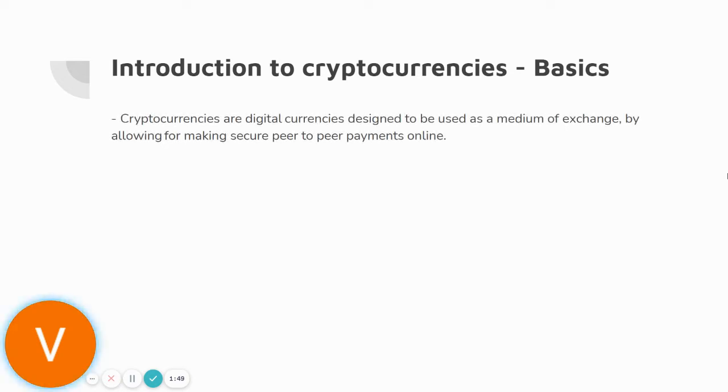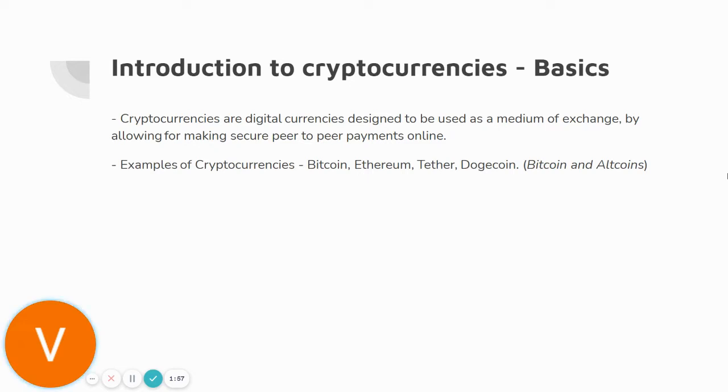Cryptocurrency is a digital currency which is designed to be used as a medium of exchange by allowing for making secure peer to peer payments online. What are some examples of cryptocurrencies? You have Bitcoin, Ethereum, Tether, Dogecoin, and lots of others. An important distinction here must be made between Bitcoin and altcoins. Altcoins is an umbrella term which is used for all cryptocurrencies other than Bitcoin.